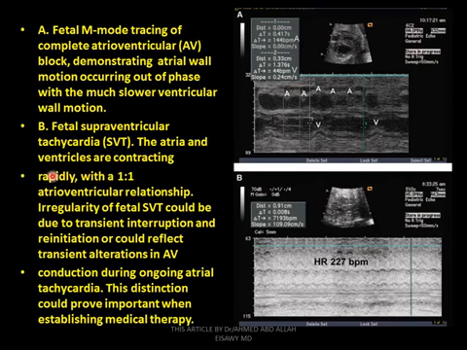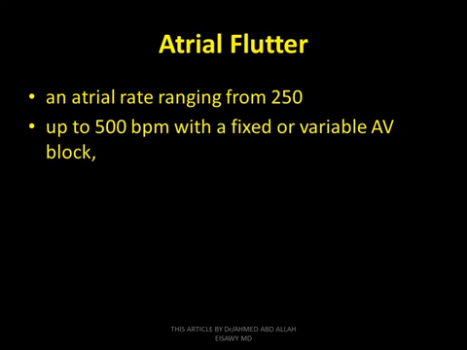Okay, fetal supraventricular tachycardia: the atria and the ventricle contract rapidly with a 1:1 AV relationship. Irregularity of supraventricular tachycardia could be due to transient interruption and reinitiation, or could reflect transient alteration in the AV conduction during ongoing atrial tachycardia. Distinction could prove important when establishing a medical therapy. This is fetal supraventricular tachycardia, a dysrhythmia of the heart.